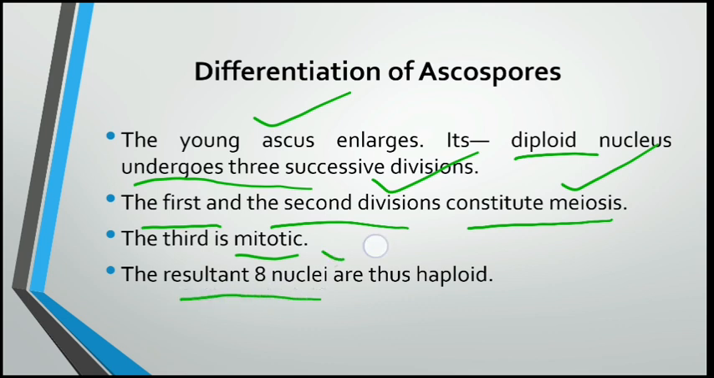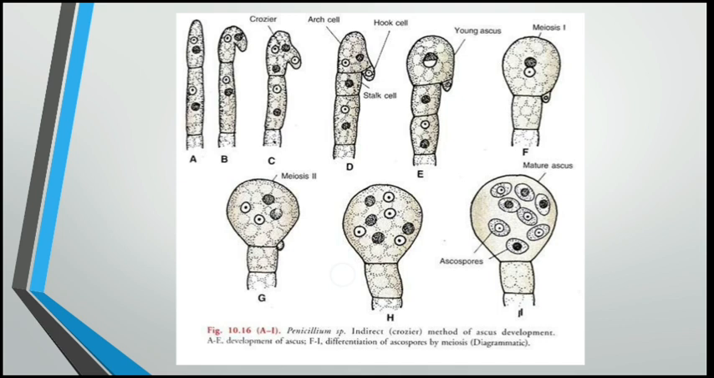The resultant 8 nuclei are all haploid in nature. Meiosis has 2 phases, meiosis 1 and meiosis 2, which is followed by mitosis. So altogether it is 3 divisions, 2 meiosis, 1 mitosis, resulting in 8 haploid nuclei. So this is the diagrammatic representation of ascus or ascospore development. So these are the ascospores.